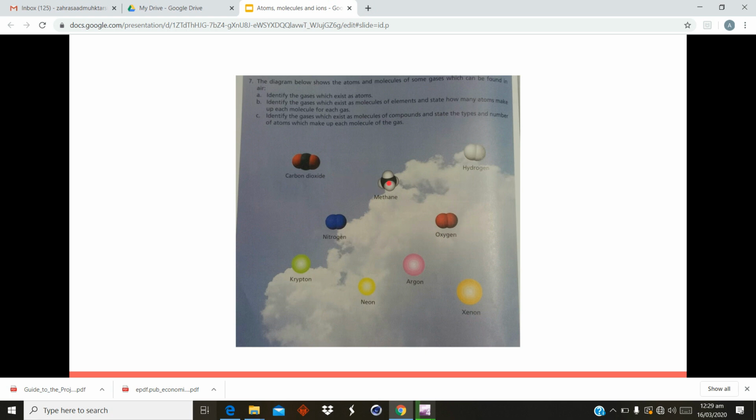Methane, we have 1 carbon and 4 hydrogens. So you have 2 types of atoms, and hydrogen is going to come 4 times, whereas carbon is going to come 1 time. So that's all.